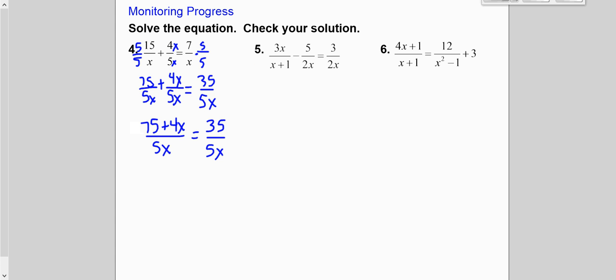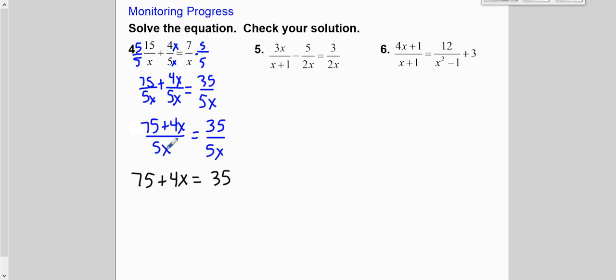Now take a good look at what I just wrote. If this numerator over 5x is equal to this numerator over 5x, then these 2 numerators must be equal to each other. So this must be true. 75 plus 4x must be the same as 35. It must be equal to 35.